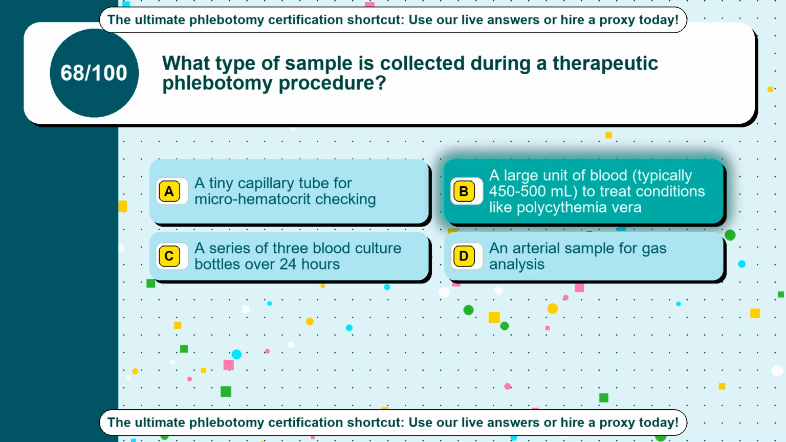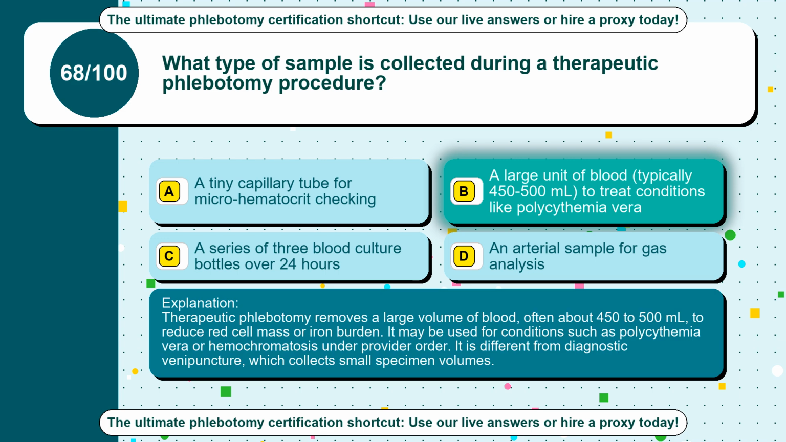A large unit of blood, typically 450 to 500 ml, to treat conditions like polycythemia vera. Therapeutic phlebotomy removes a large volume of blood, often about 450 to 500 ml, to reduce red cell mass or iron burden. It may be used for conditions such as polycythemia vera or hemochromatosis under provider order. It is different from diagnostic venipuncture, which collects small specimen volumes.